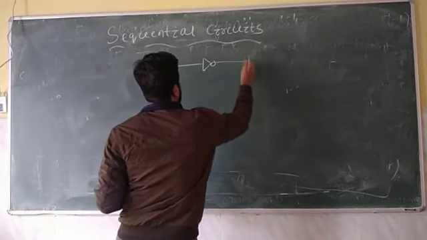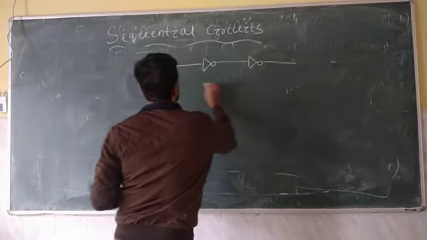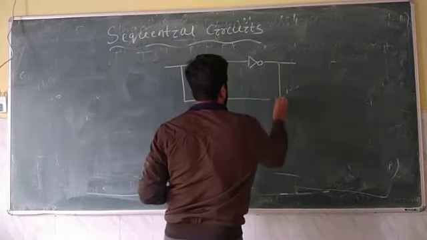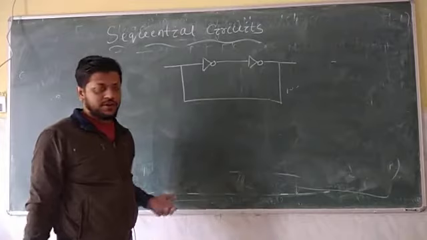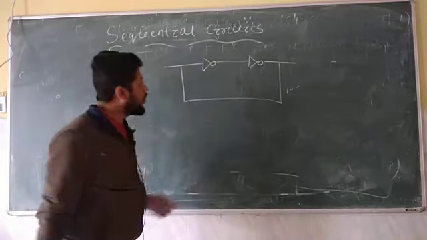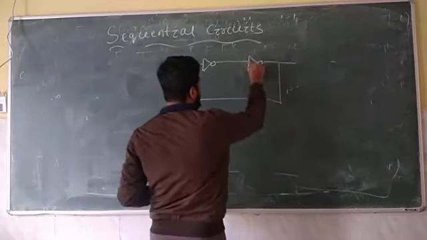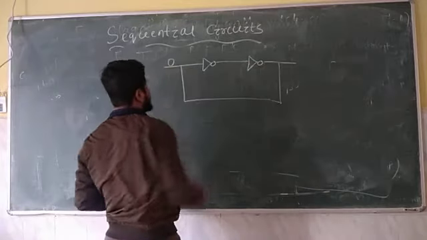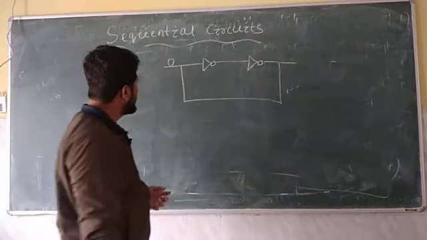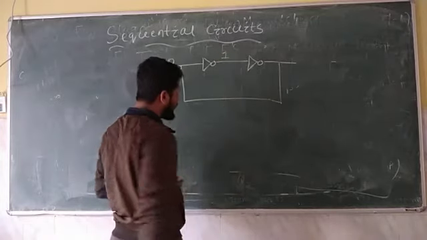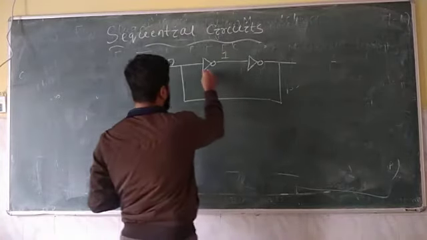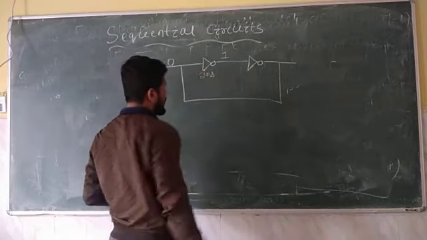Suppose you have two NOT gates. As you have already studied, this is a NOT gate, and this is also a NOT gate, or complementary gates. So when I apply the input as 0, after some delay, what will be the output? The output will be 1.